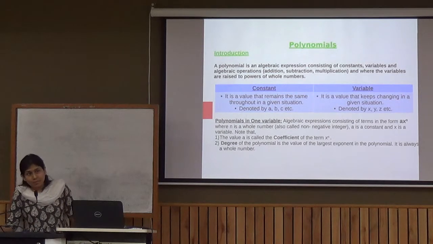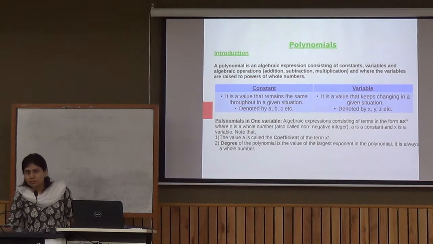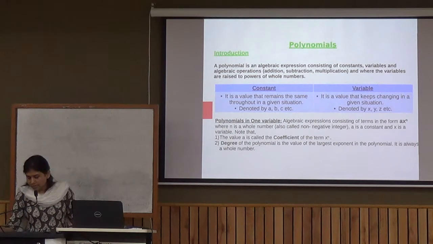Now, polynomials can be in many variables, however, we shall restrict our discussion to polynomials in one variable only. Now, algebraic expressions consisting of terms in the form of ax^n, where n is a whole number, also called a non-negative integer, and a is a constant and x is a variable. Here, the term a is called the coefficient of the term x^n. Further, degree of the polynomial is the value of the largest exponent in the polynomial. It must always be a whole number. Whole numbers are also called non-negative integers.